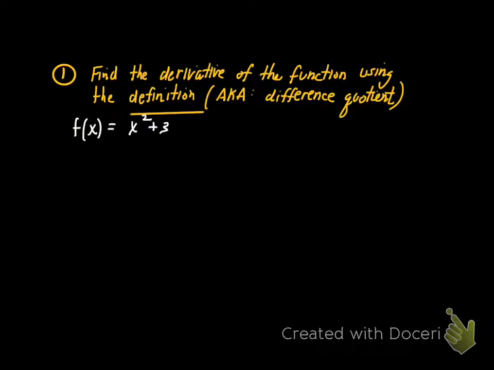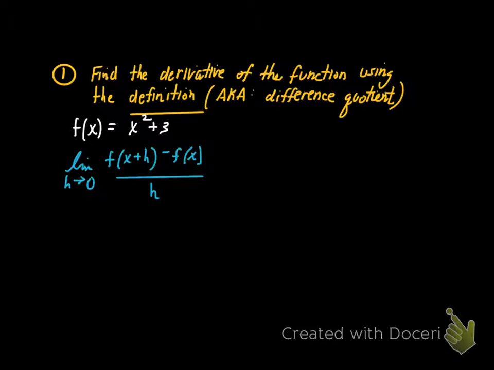And we're given the function f of x equals x squared plus 3. All right, so we've got to write down the blueprint for the definition of derivative. That is the limit as h goes to 0 of f at x plus h minus f at x all over h. Now we've got to use that for our function f of x.